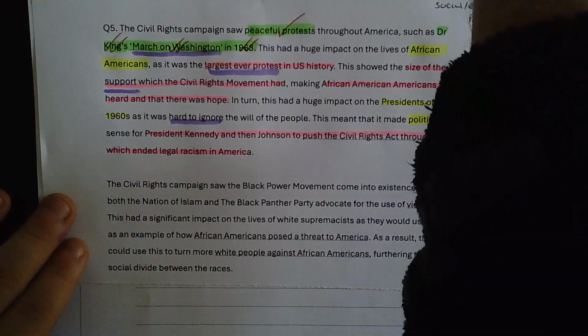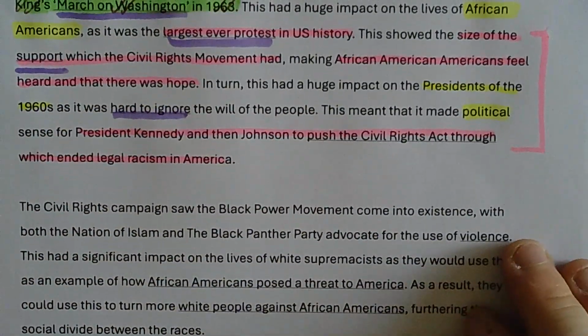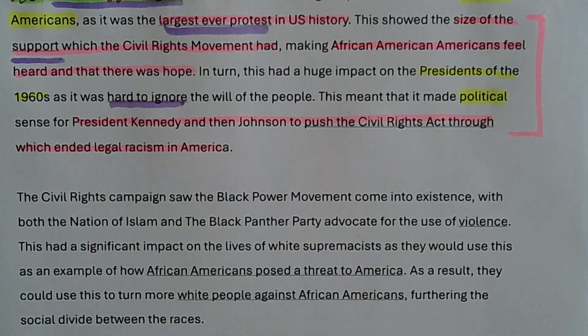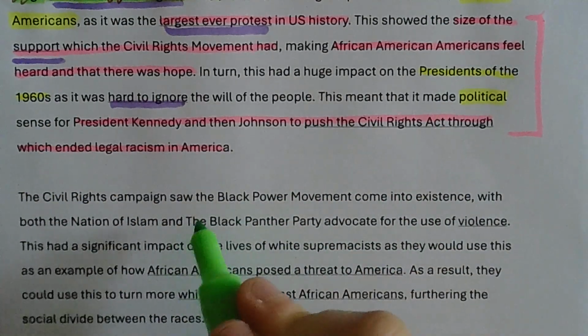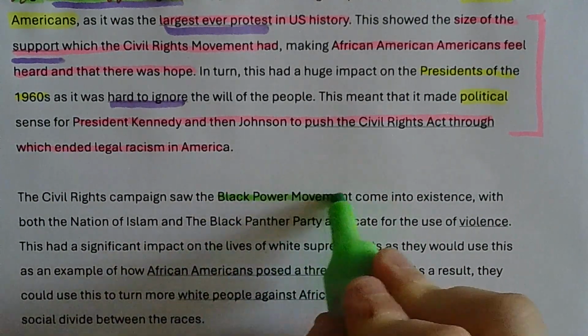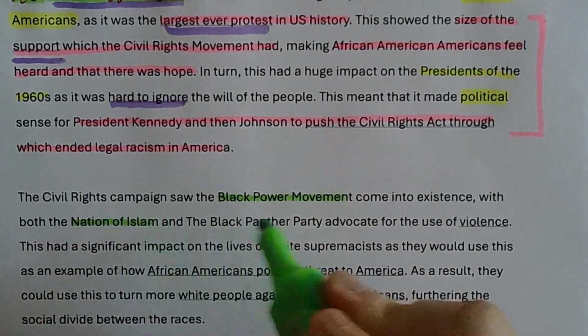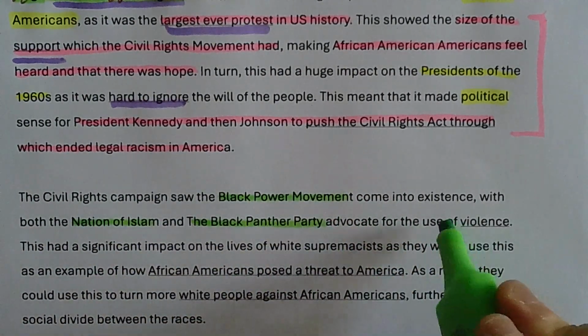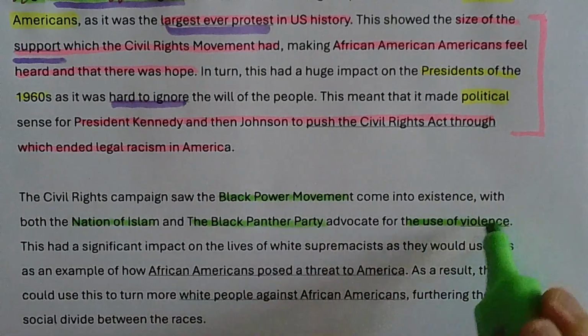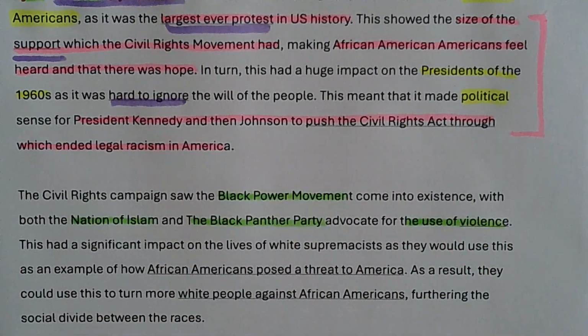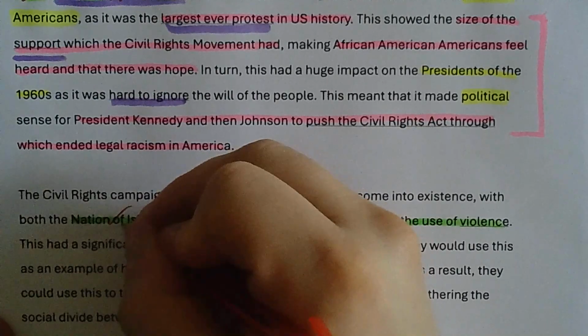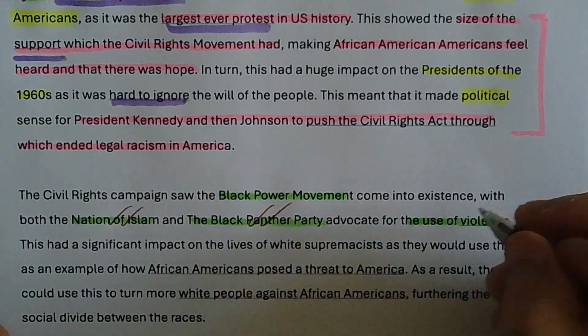So I'm going to start off again. What do I know about the Civil Rights Campaign? Well, there was the Black Power movement, Nation of Islam, and the Black Panther Party, who advocated for the use of violence. So again, I've not just said the Black Power movement, I've used details, Nation of Islam, Black Panther.